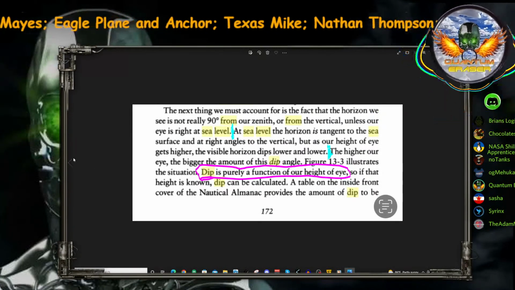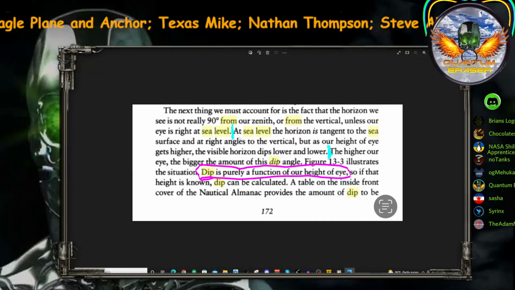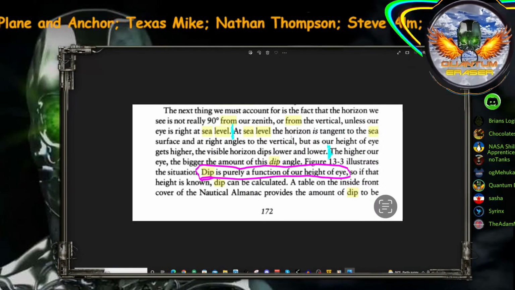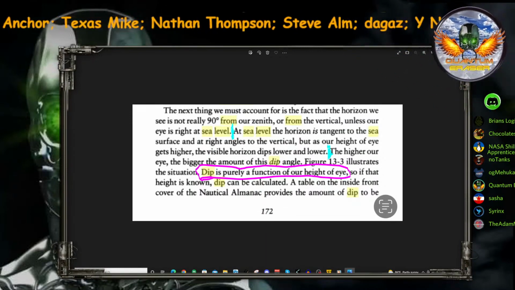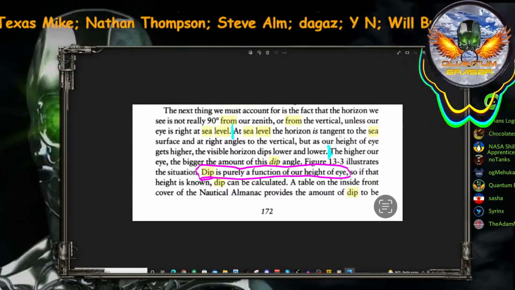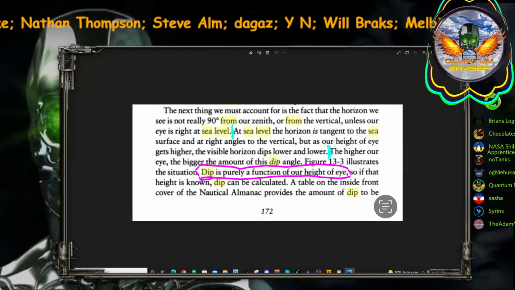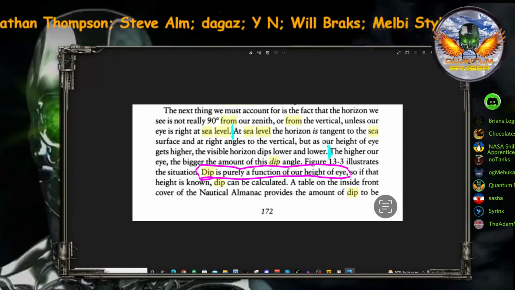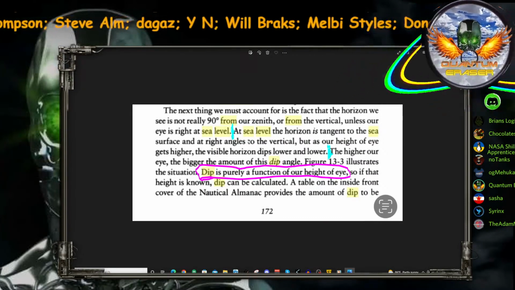So let's circle back here. Let's take a look. I'm going to read this again. See if you can follow this. At sea level, the horizon is tangent to the sea surface? What? Does he even know what a tangent is? This is insane, a non sequitur. Let's stop right here. Adam, what is going on out here?